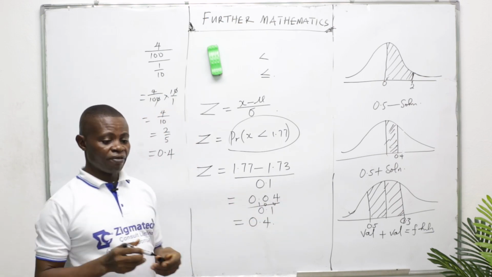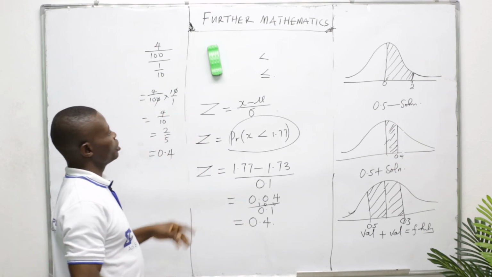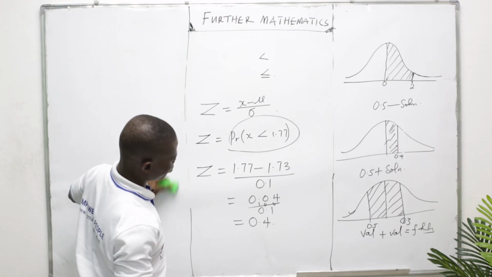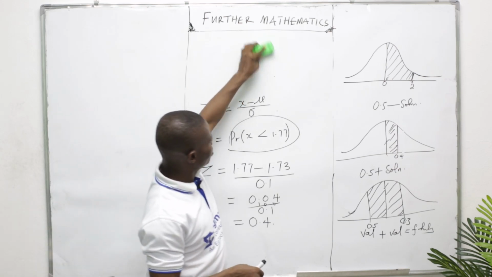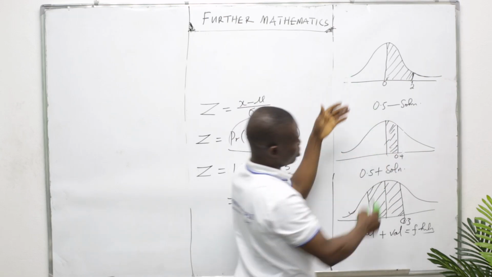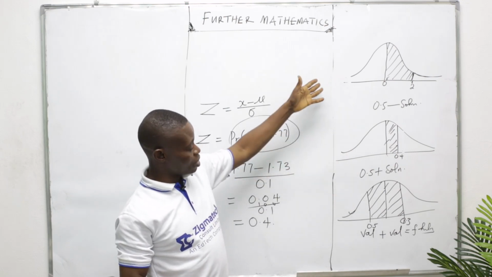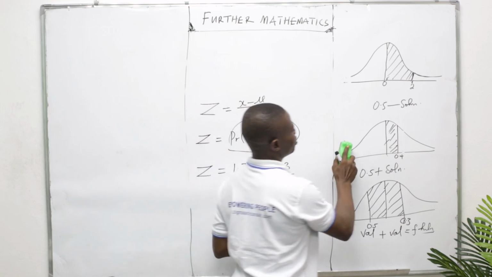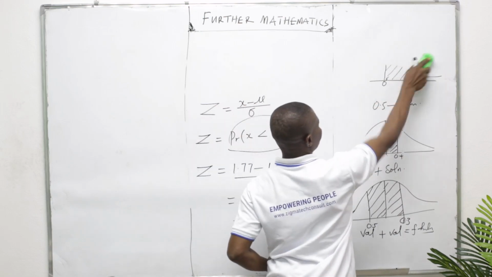0.4. But this is not the final answer. We are going to trace from table. Now using table, let me draw first. I've given you these as samples. Just watch it once again. If you need to draw it and have it as a reference image when you are solving. So that's okay.